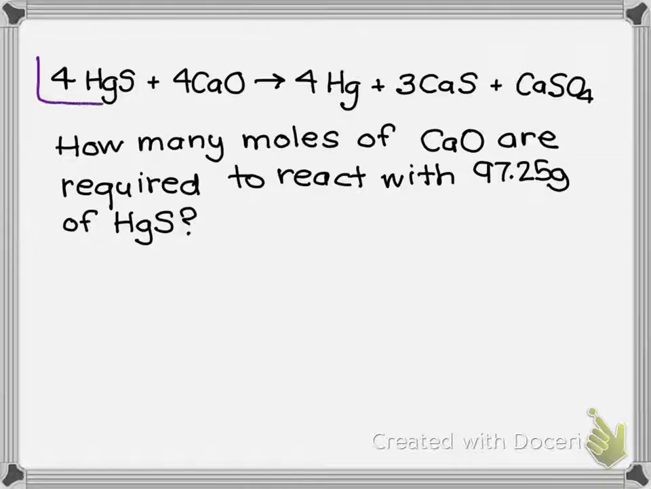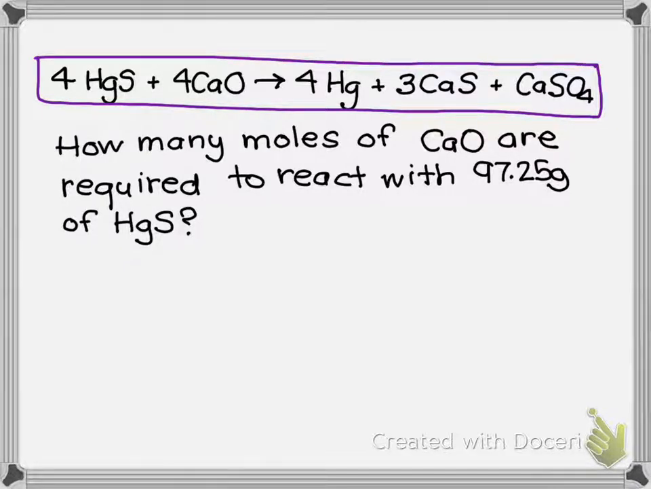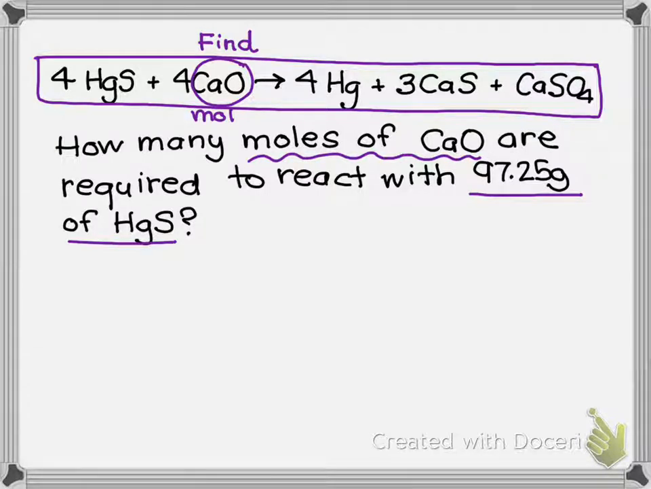So I've started with the balanced equation. And then I'm going to read my problem. And it says how many moles of calcium oxide. So this is what I'm looking for. So I find the calcium oxide, and this is what I want to find. And I also note that that's in moles. And then are required to react with 97.25 grams of the mercury sulfide. And so this right here is what I'm given. And I'm given this in grams.